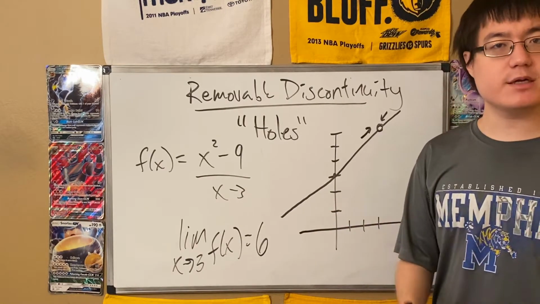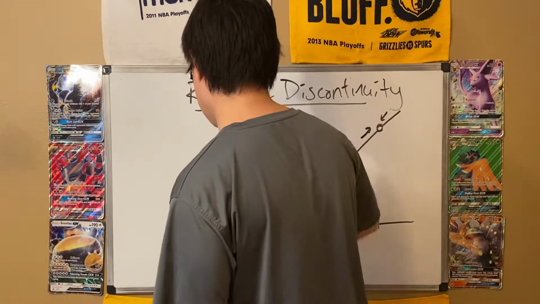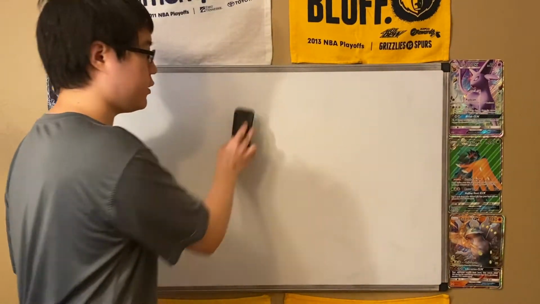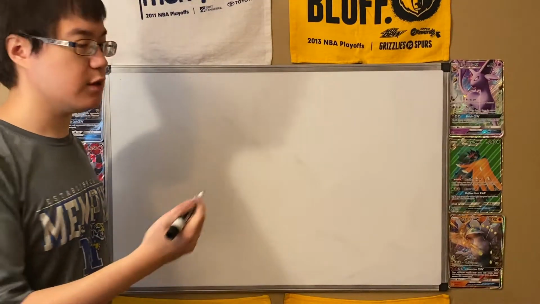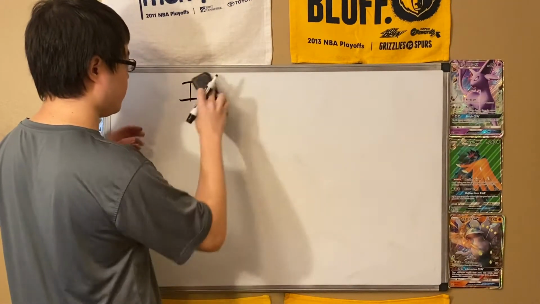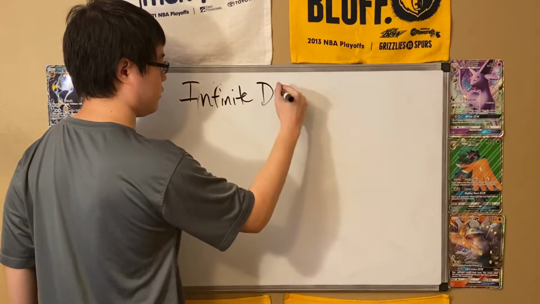So let's do the next main example. The next main example is vertical asymptotes. So we have vertical asymptotes. This is going to be called an infinite discontinuity because you're going towards infinity or negative infinity on either side of the vertical asymptote. So infinite discontinuity. I don't know, just spell the word infinite though. Infinite discontinuity.